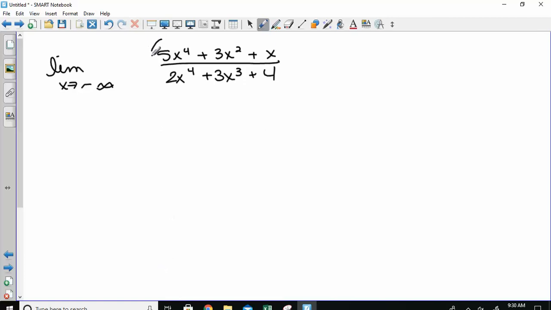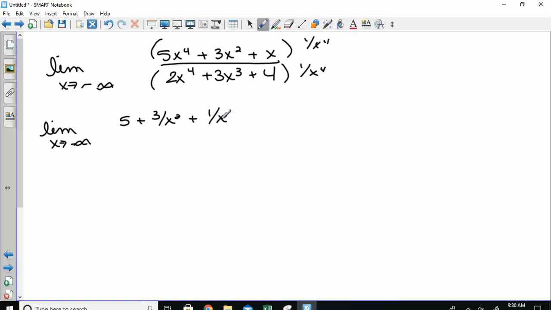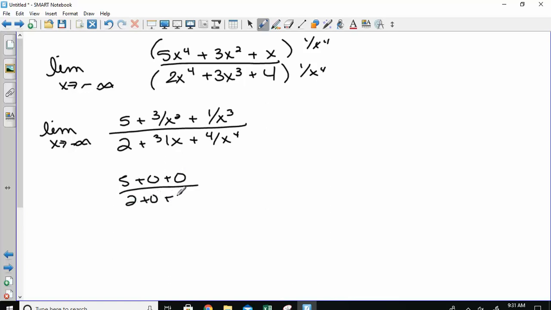Times 1/x to the 4th. So that would give me the limit as x approaches negative infinity of 5 plus 3/x squared plus 1/x cubed over 2 plus 3/x plus 4/x to the 4th. Now, a number over infinity is going to turn into what? 0. So you get 5 plus 0 plus 0 over 2 plus 0 plus 0. So our answer is 5/2.